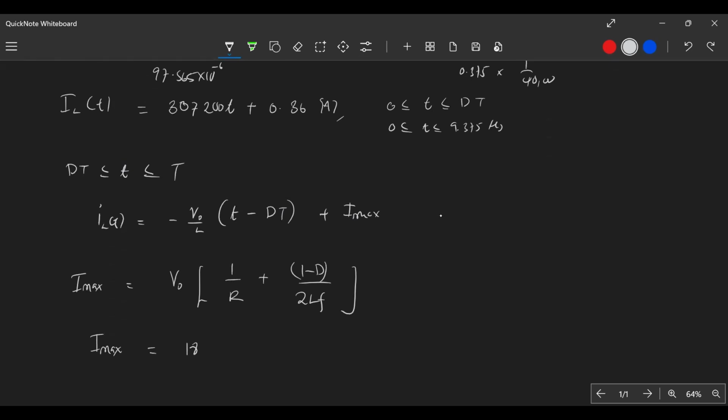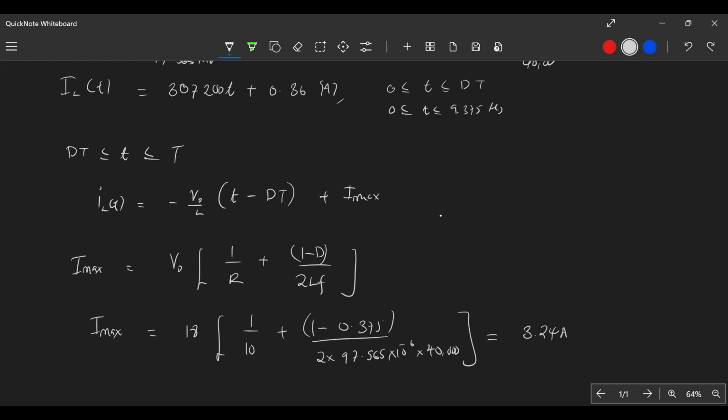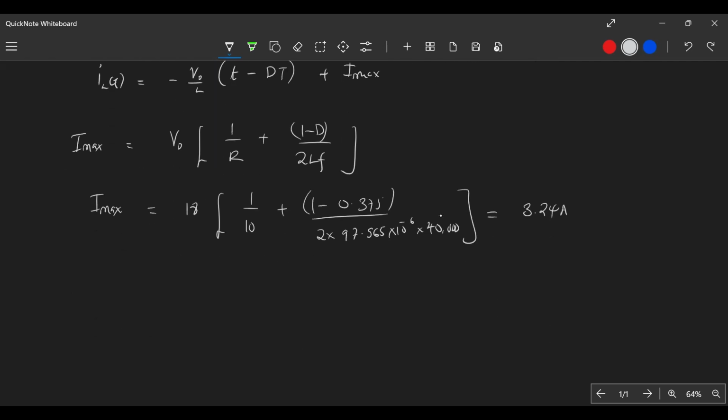So I max: the output voltage is 18 volts, over a 10 ohm resistor, plus 1 minus the duty cycle, which is 3.75, divided by 2 times the inductance, which is 97.565 microhenry, and then times 40,000 hertz, right? If you calculate this, you get that the maximum current is about 3.24 amps. All right, and now we can go back to our formula.